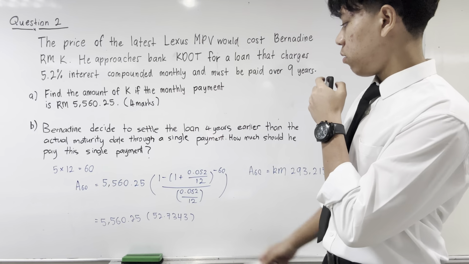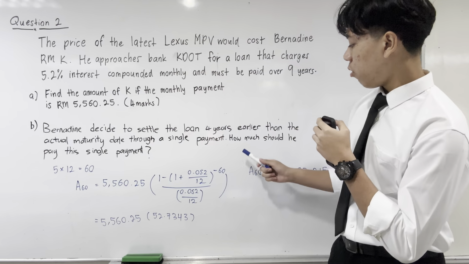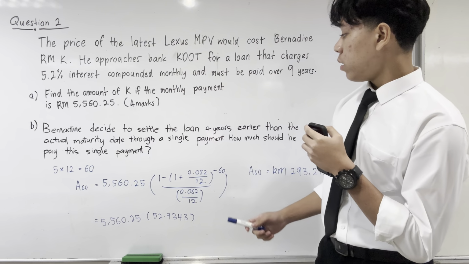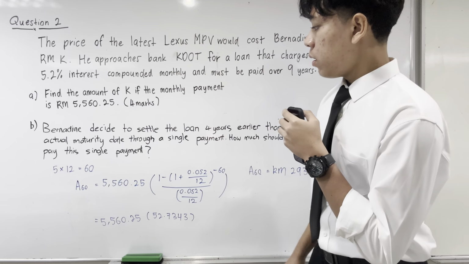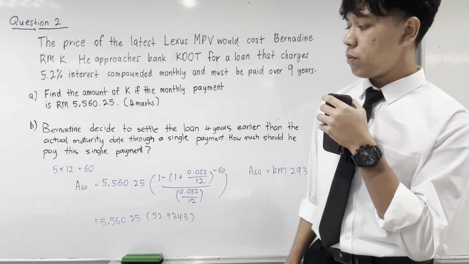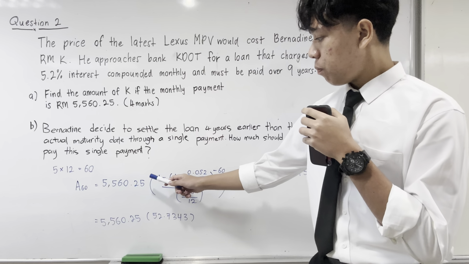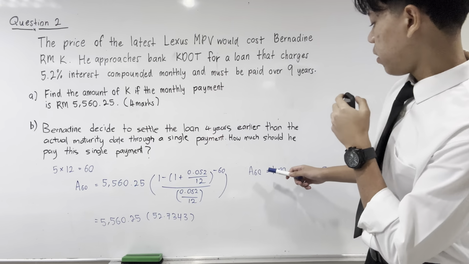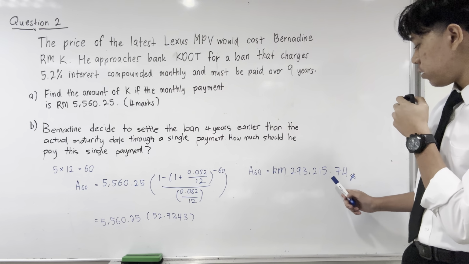Okay, this is the second question. Bernardine decided to settle the loan 4 years earlier than the actual maturity date through a single payment. How much should he pay for this single payment? Okay, 4 years earlier, which means he needs to pay in 5 years. So we just count this, and for this question we need to use the present value formula again. We just put the amounts in this formula and then we calculate all of this, and the final answer is RM 293,215 and 74 cents.